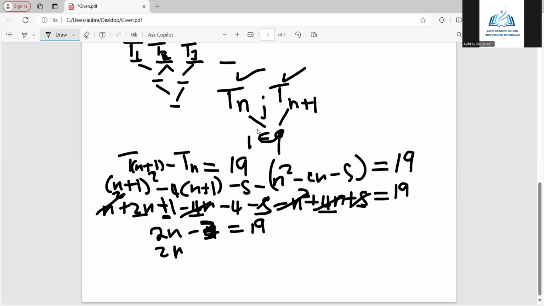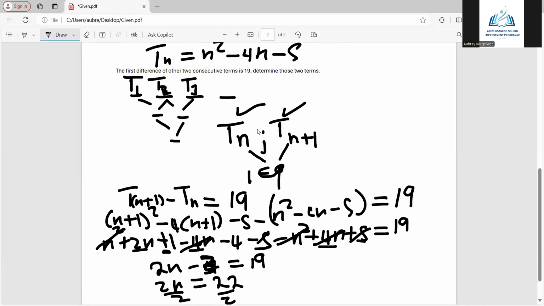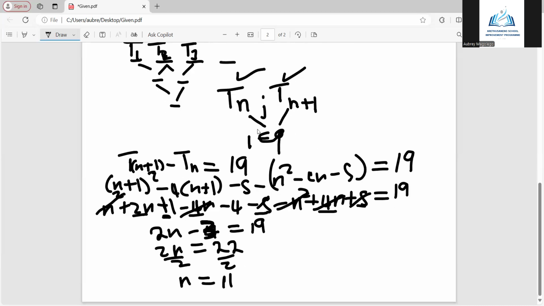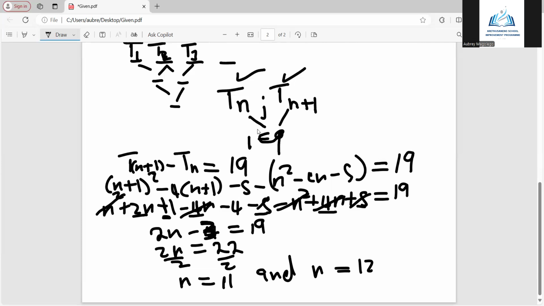So simple. Therefore, to solve for n, we take negative 3 to the other side. So 2n is equal to 19 plus 3, which is 22. Therefore, we divide by 2 on both sides, so n is equal to 11. So we found that the position of the first term, which is n, is equal to 11. Then to get the second term, we just add 1, which gives 12. To find those two terms, we substitute the values into the original equation.